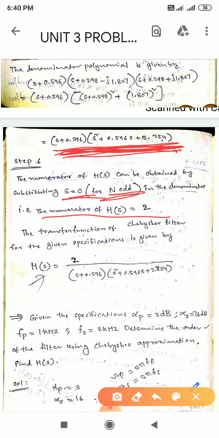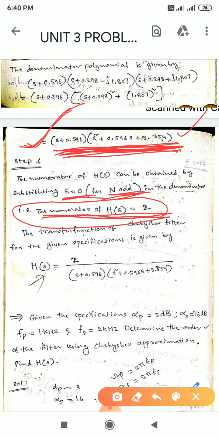If capital N is even, we substitute s equal to 0 in the denominator polynomial of H(s), and that obtained value is divided by the square root of 1 plus epsilon square. For capital N odd, we substitute s equal to 0 in the denominator polynomial of H(s), and that resultant value gives the numerator of H(s), that is 2.